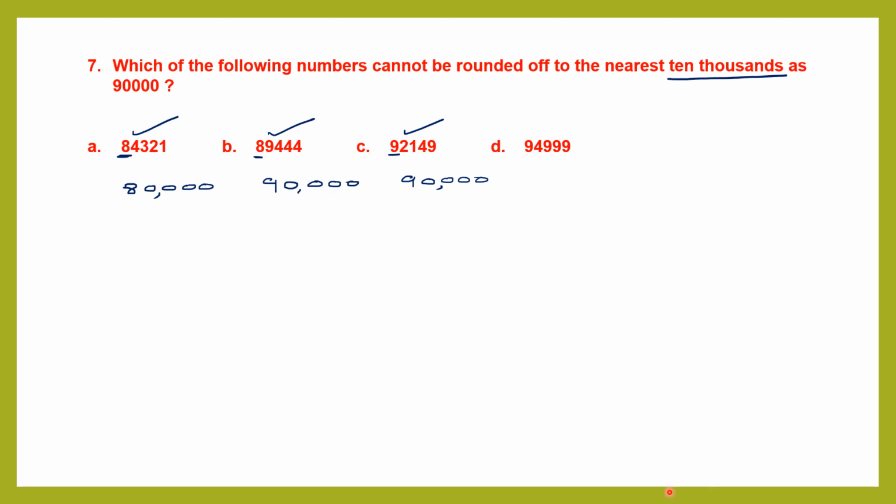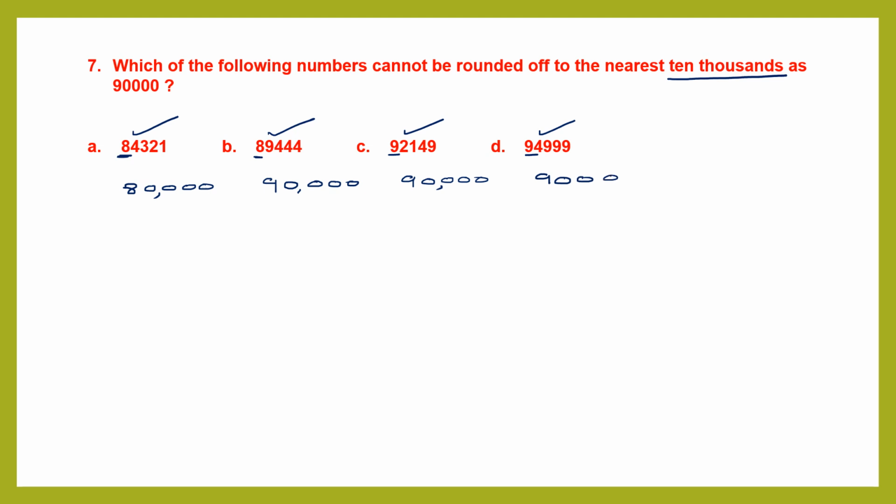Let's take the next one. Here in the 10,000s place we have 9. Let's underline it. Next to it we have 4. That means it's less than 5. So 9 will not change. It will remain as it is. So this is 9 and 4 zeros.